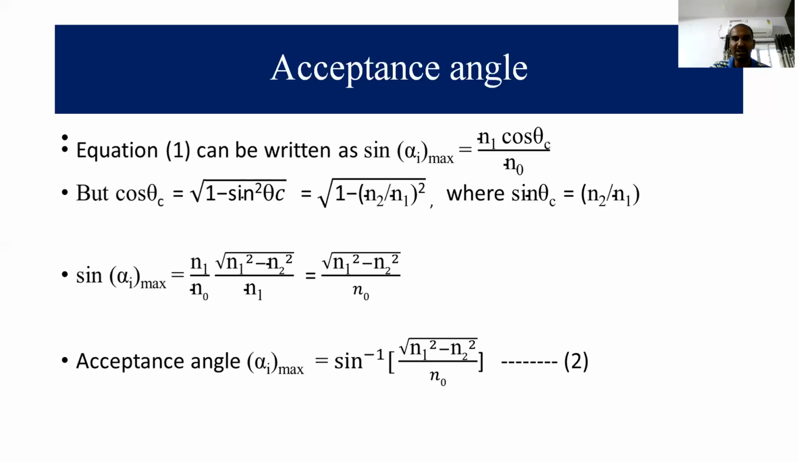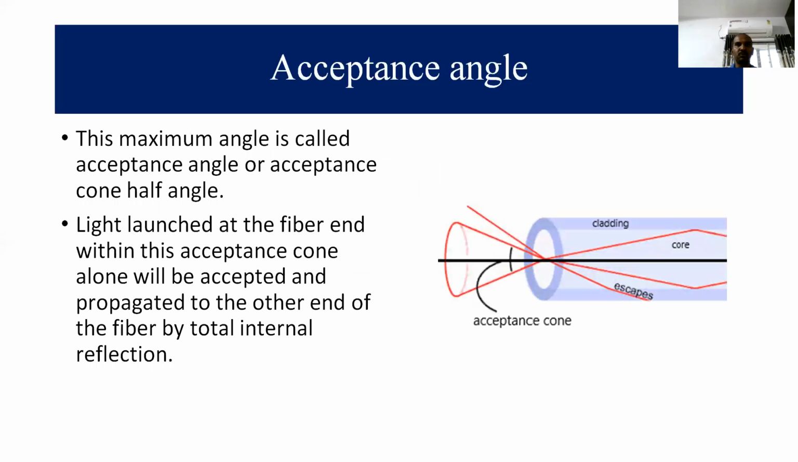So substituting the value of sin theta C, which is nothing but n2 by n1, cos theta C equals the square root of 1 minus (n2 by n1) whole square. Then sin alpha maximum becomes square root of n1 square minus n2 square by n1. And the maximum angle of incidence will be called the acceptance angle. That's why acceptance angle alpha i maximum equals sin inverse of square root of n1 square minus n2 square by n0. This is equation 2.